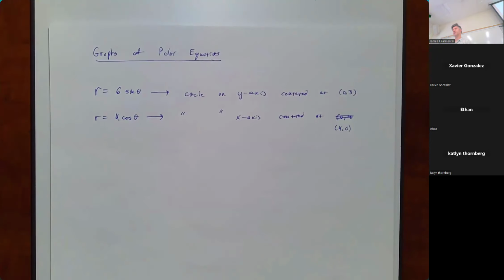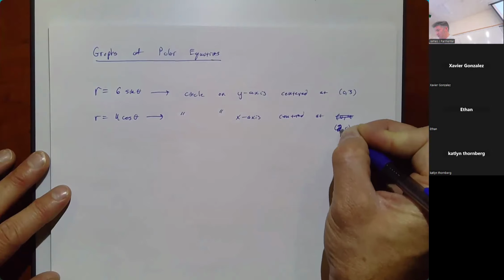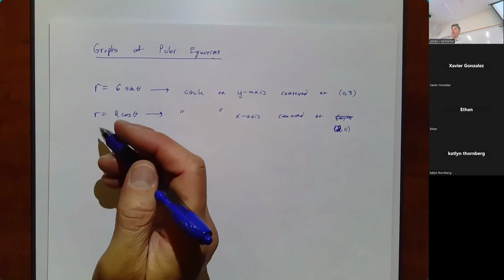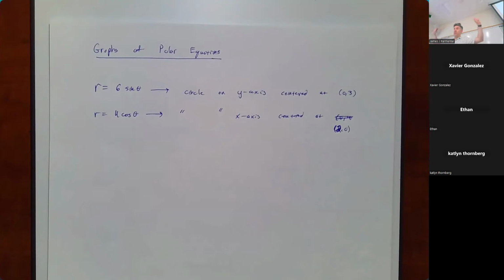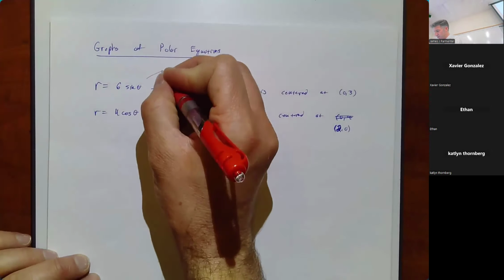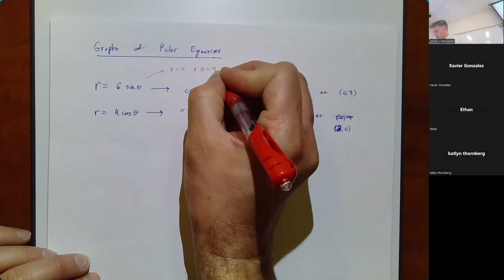That's not right. 4, 0 is the endpoint, 2, 0 is the center. Which really speaks to how I actually figure out where the center is. When I do anything like this, I'm really just going to find the two endpoints of the circle. One of them is always the origin, and one of them is some point that's either on the x or the y axis. So what I'm really doing here is evaluating each of these when theta equals 0 and theta equals pi over 2.